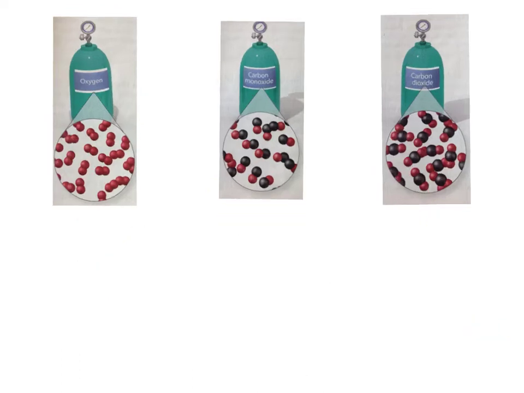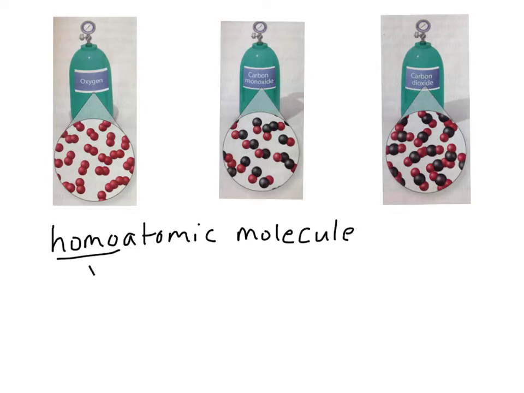Okay, let's take a look at these photos again. We learned about diatomics on the last slide. Let's talk about some other things that we're going to be using as far as words. The first one that we need to talk about is called homoatomic molecules. Now when you talk about homo, that means same. So I'm looking for the atomic molecules that are the same. The ones that are the same are going to be oxygen. So this is a homoatomic molecule.